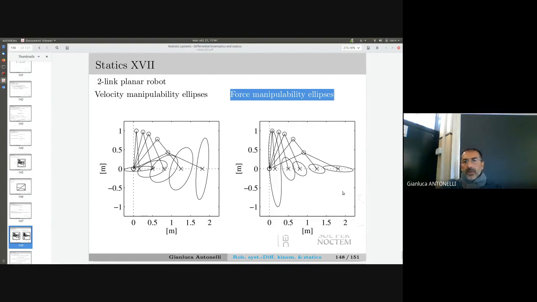And this can be noticed here, because in that direction, the linear forces are not appropriately mapped from the joint torques. However, in the other direction, yes. And the direction is the dual with respect to the robot as a velocity transformation. Okay? So this is a very important result in robotics.